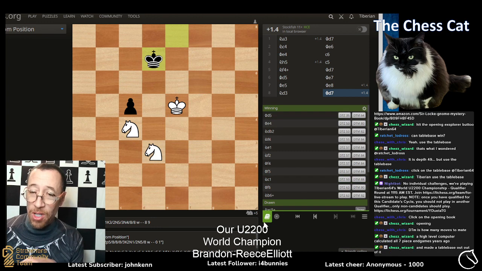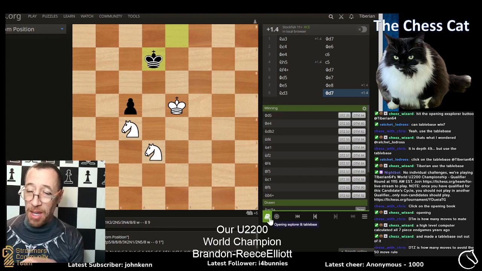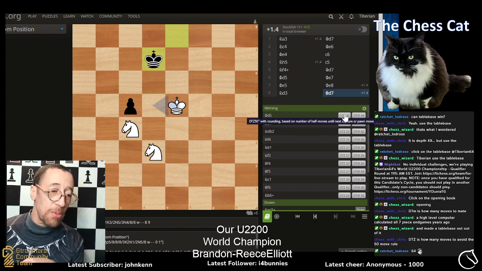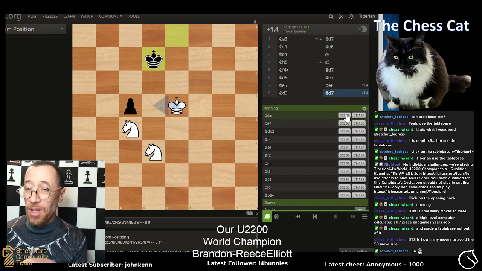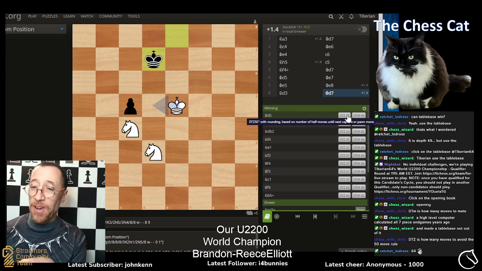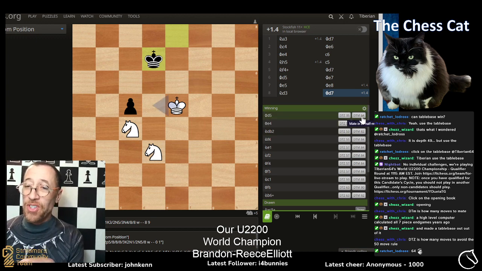Right here it says, if you click on the Explorer and the table base, it's also the Explorer. What does DTZ stand for? It's how many moves to avoid the 50 move rule, with rounding based on number of half moves until next capture or pawn move. 35 moves. It says it would take you 64 moves to mate with this move. There's the answer. You can mate, but it's after the 50 moves, so you get a draw before you get the mate. No, because the pawn would move.